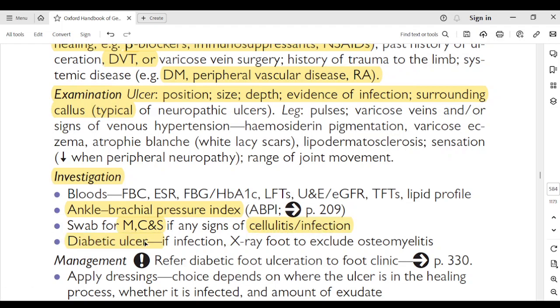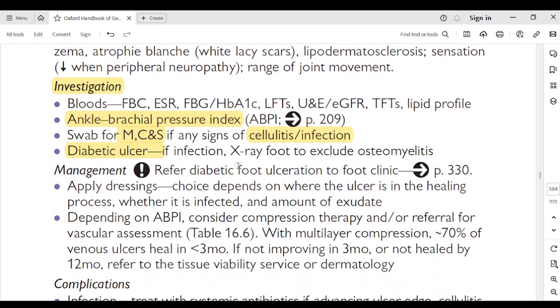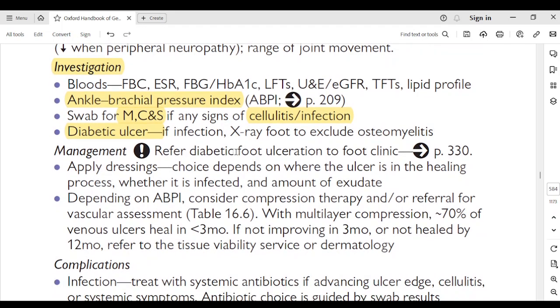If it is a diabetic ulcer, if there is infection, X-ray the foot to exclude any osteomyelitis. In case of diabetes, you need to do an X-ray of the foot to exclude any osteomyelitis. Management: refer for diabetic foot ulceration to the foot clinic.